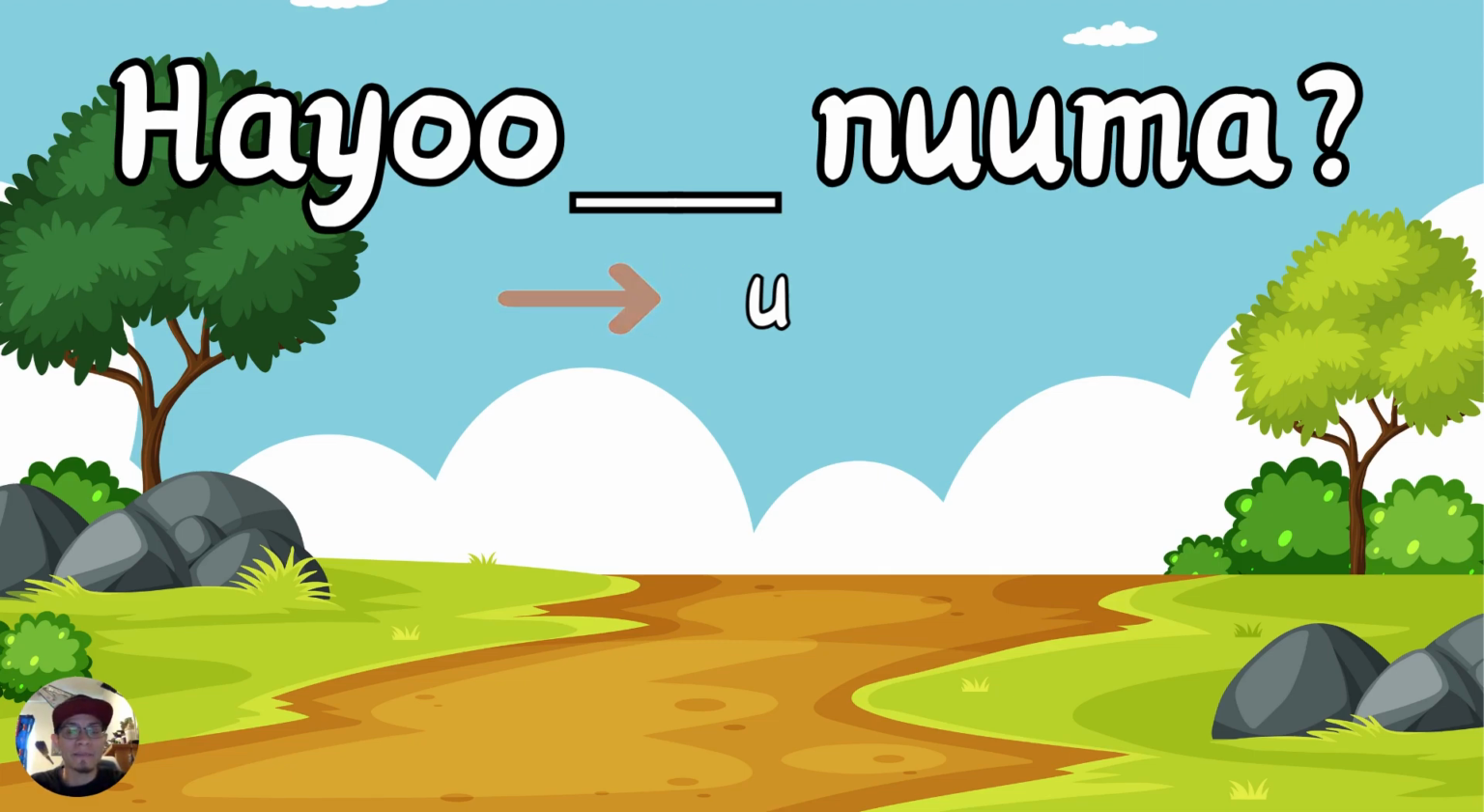Again, a singular person that you're asking. To ask plural, multiple people, how are you all doing? You use this word, me. Hayu num. How do you all feel? To ask how they feel, you use this word, me. Hayu num. How do they feel?